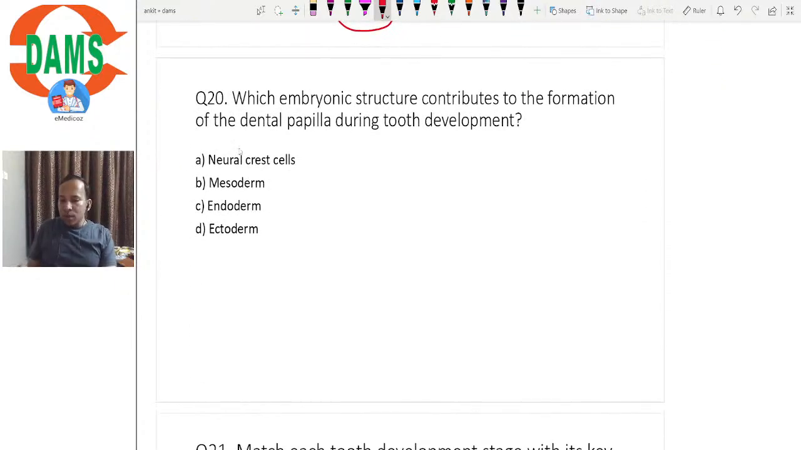Next question. Which embryonic structure contributes to the formation of dental papilla during tooth development? So simple, dental papilla is derived from what? Dental papilla is derived from neural crest cells, right? It is derived from neural crest cells.